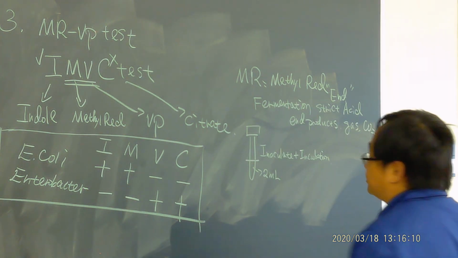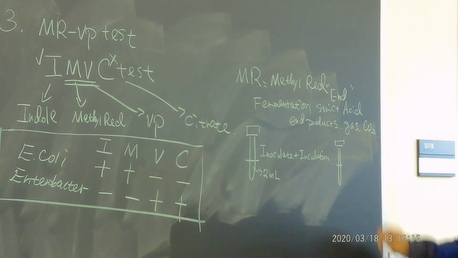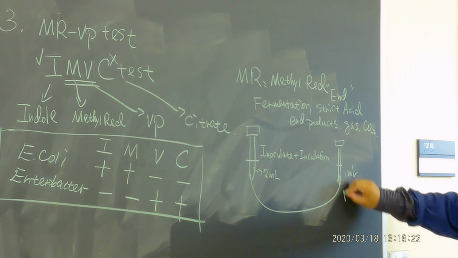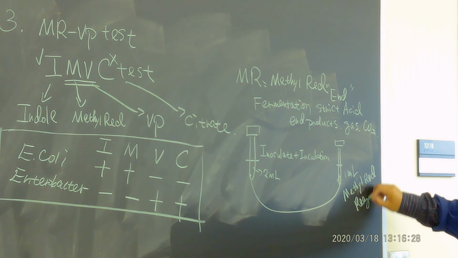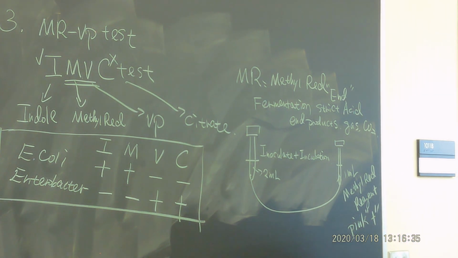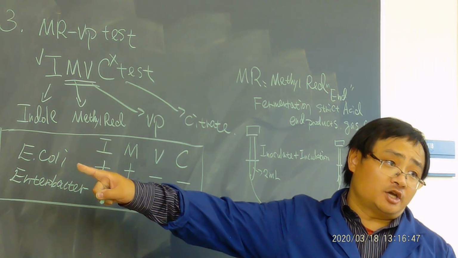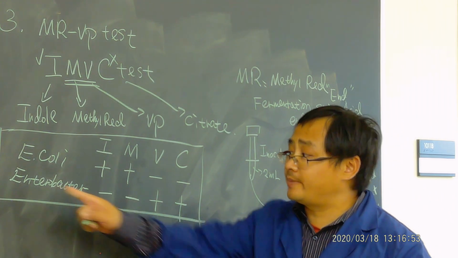Now how do we do it? Two weeks from today, you have a new tube. You transfer 1 ml there. Then you add methyl red reagent. If it turns pink, it means methyl red test positive. So very easy, which means the bacteria has acid final products. So you understand here, you just see the E. coli is yellow color and the carbon dioxide is generated. That's why it's methyl red positive. Enterobacter is the other way.